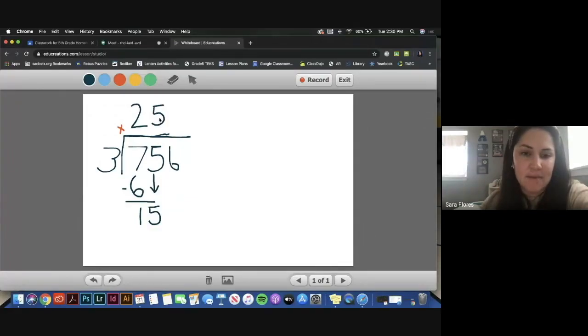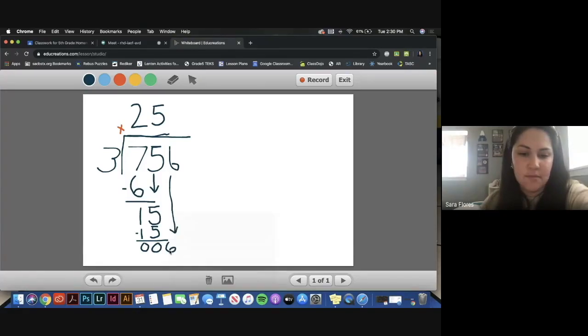We're going to follow our procedure going back down. 5 times 3 is equal to 15. Well, 15 minus 15 is 0. Now, we're going to ask ourselves, how many times can 3 go into 0? Well, guess what? It can't. But remember, we need to check all of our digits over here. So since 3 can't go into 0, we need to bring down our 6.